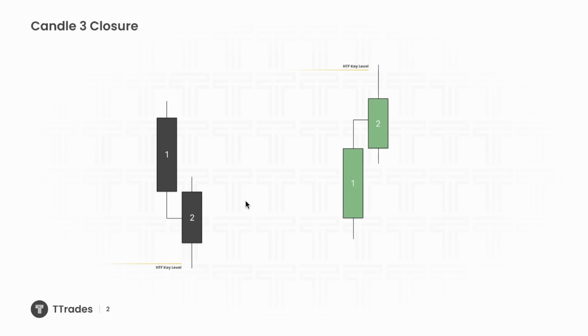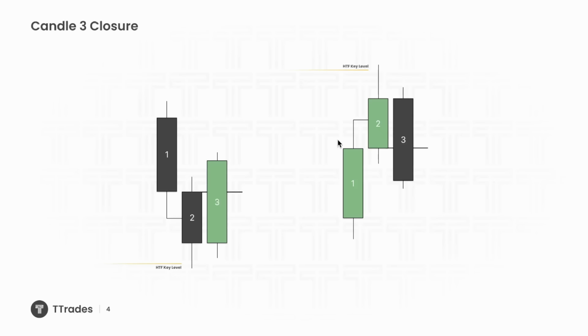or we can get a candle 3 closure, which is where price does not sweep out the high or the low, but then closes over the body of candle 2. You can see here, it leaves the low, but closes over the body, engulfing this candle. This is where I can then expect candle 4 to continue higher.